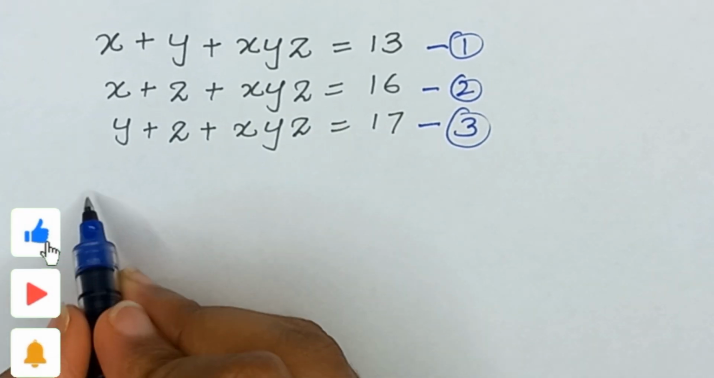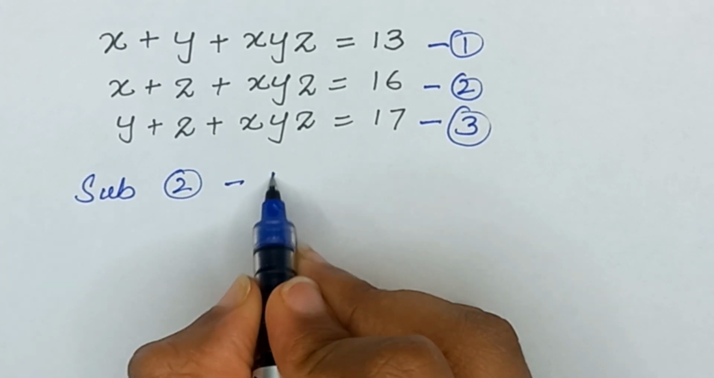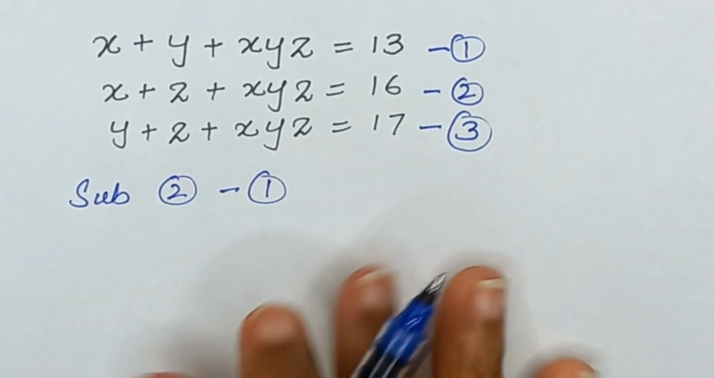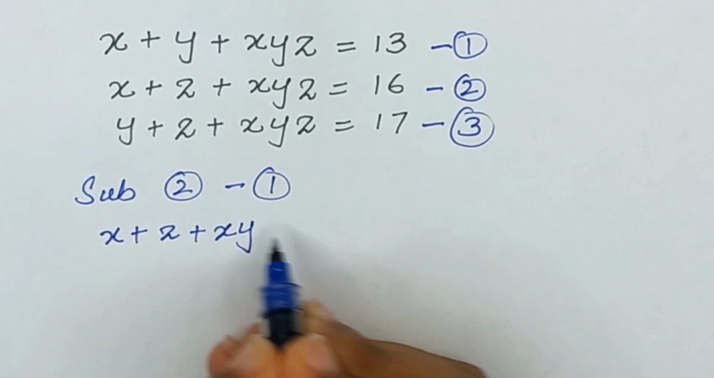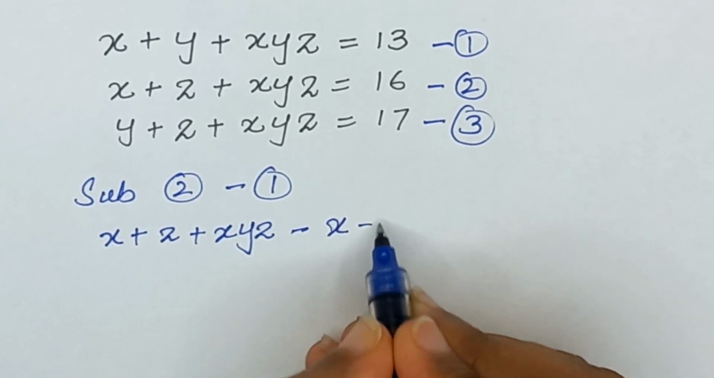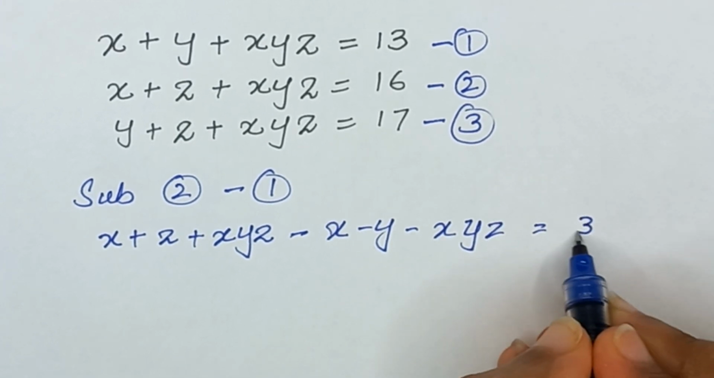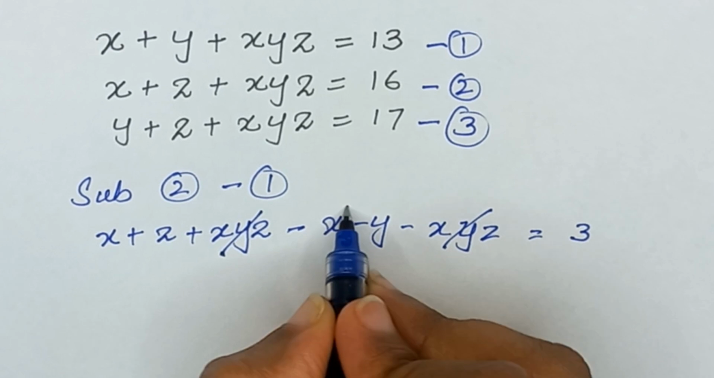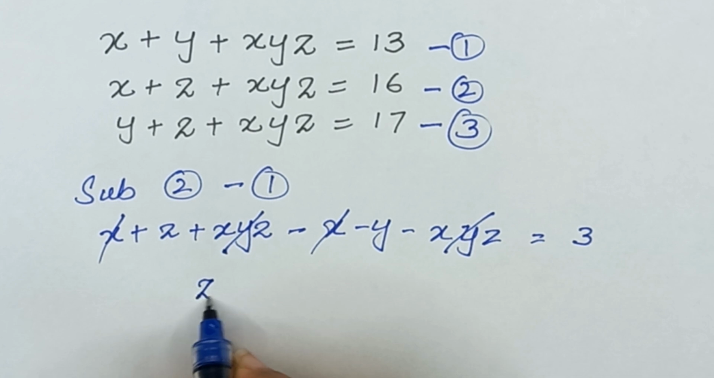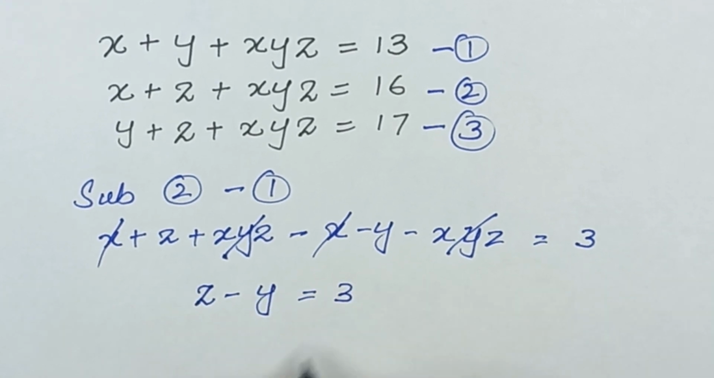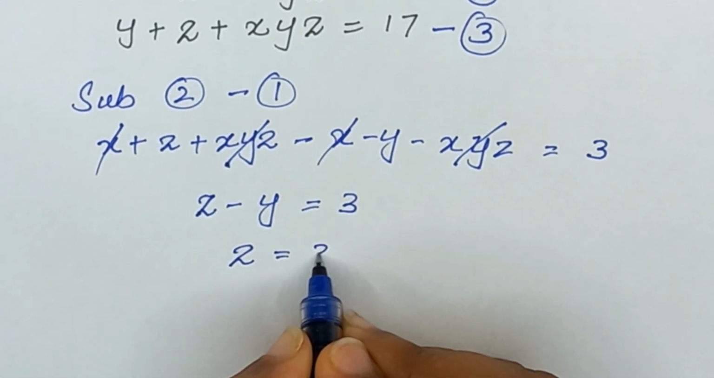So subtract equation number 2 and equation number 1. It will be x plus z plus xyz minus x minus y minus xyz, and 16 minus 13 will be 3. This xyz and xyz will be cancelled out and x will be cancelled out. So from here we have z minus y is equal to 3. So I will take the value of z in terms of y. So z is equal to 3 plus y.